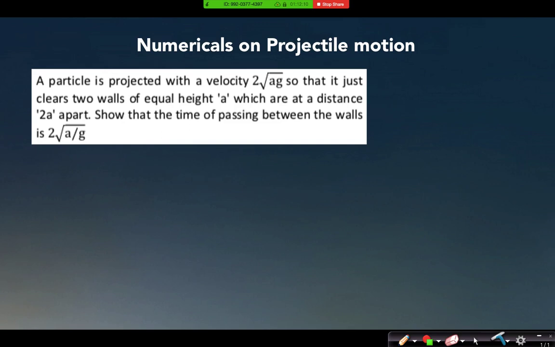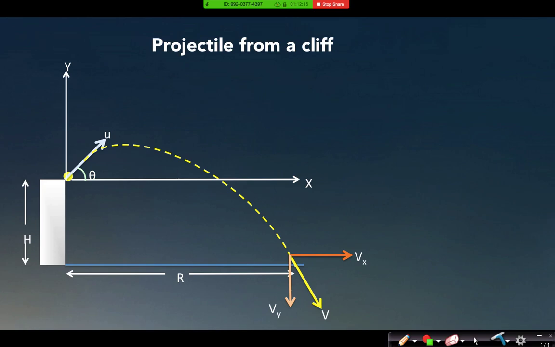Now let us study another type of projectile motion where I will project a particle from a tower. This is known as projectile from a cliff. Suppose this is the particle I am talking about, and in this case the particle is projected not from the ground, but from a tower of height h, and it comes down to the ground here. So this should be the range of the projectile.